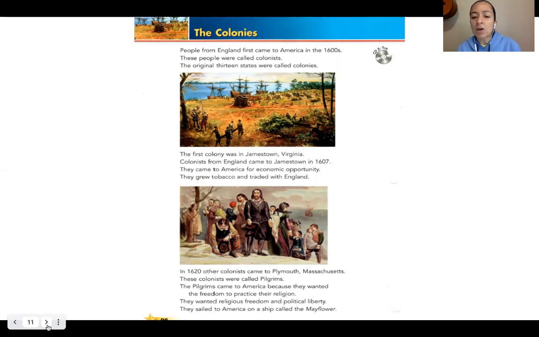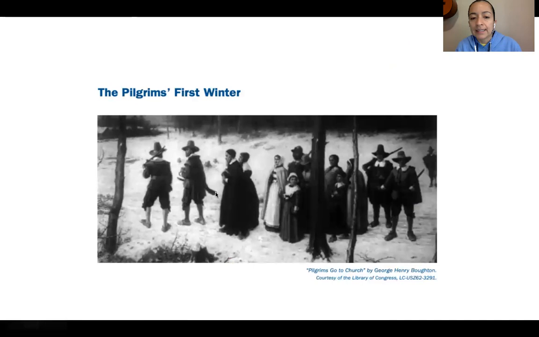In 1620, other colonists came to Plymouth, Massachusetts. These colonists were called Pilgrims. The Pilgrims came to America because they wanted the freedom to practice their religion. They wanted religious freedom and political liberty. They sailed to America on a ship called the Mayflower. This is a painting of the Pilgrims.